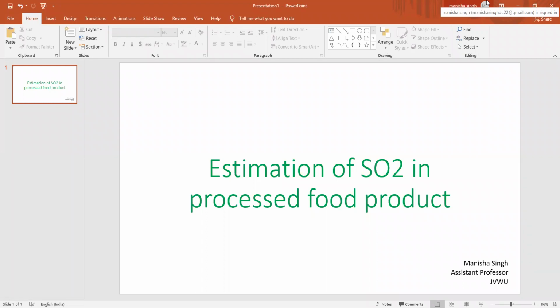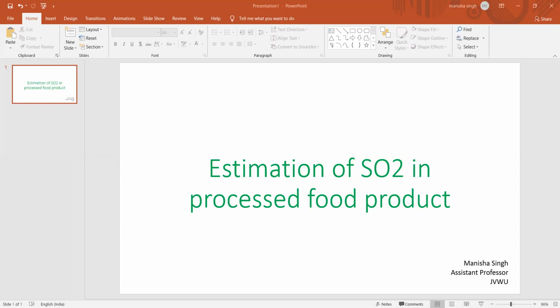Today I am teaching you estimation of sulfur dioxide in processed food products in the subject fruits and vegetable processing lab. First of all, what is sulfur dioxide and where is it used? Sulfur dioxide is a widely accepted preservative for many food products such as beverages, squashes, grapes, raisins, dehydrated food products, caramel, etc. It is also used for bleaching of sugars and also occurs as a residual component in sugar samples.